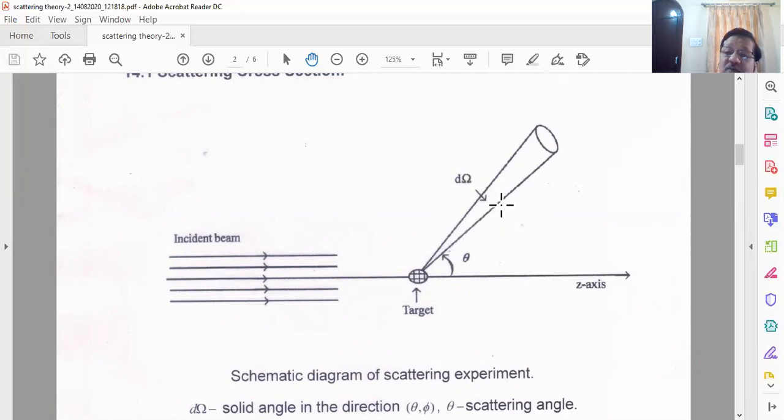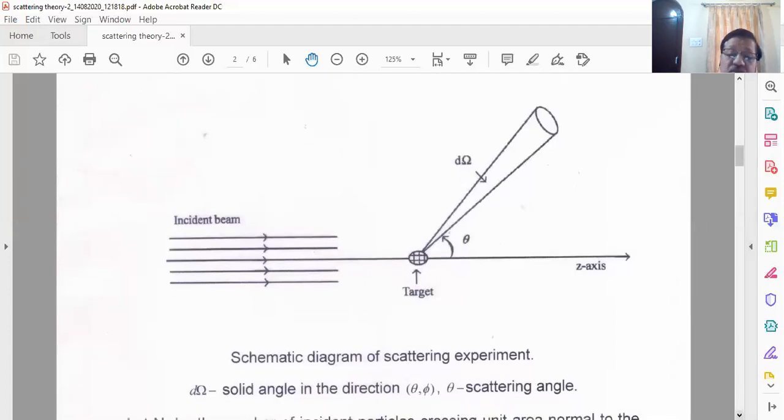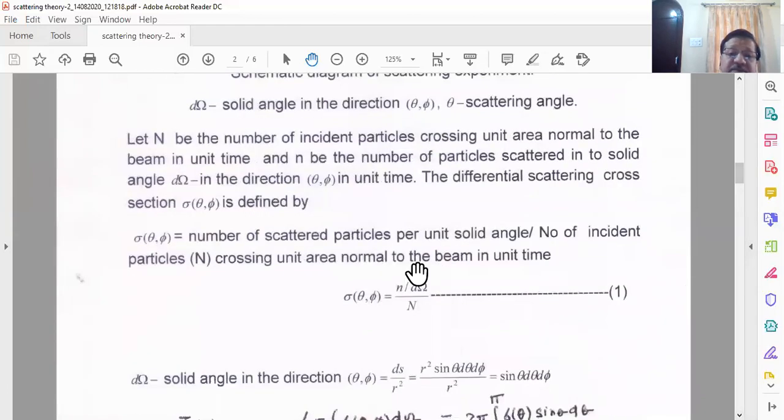So we have a factor dn divided by d omega, which is the number of particles scattered per unit solid angle. This is the number of scattered particles per unit solid angle. So this factor which we have calculated is known as the differential scattering cross section.